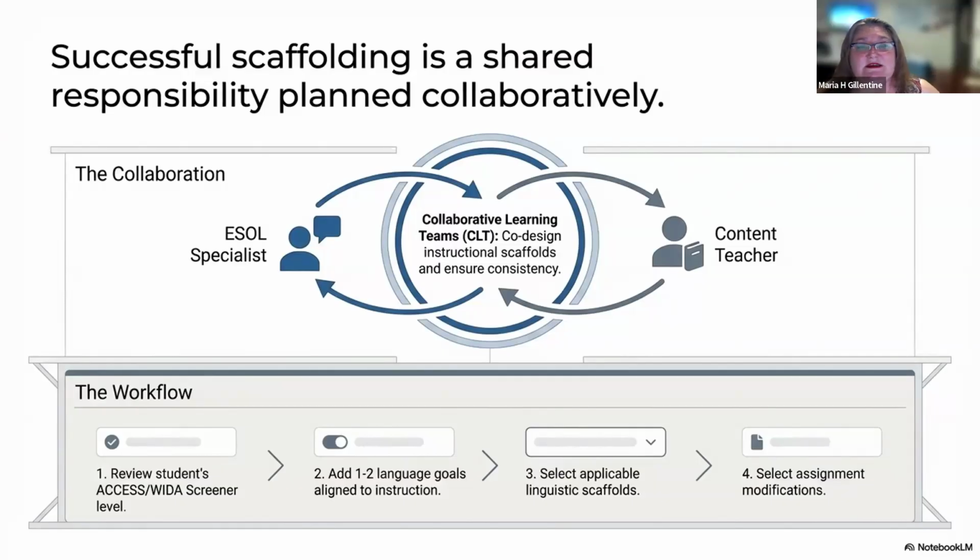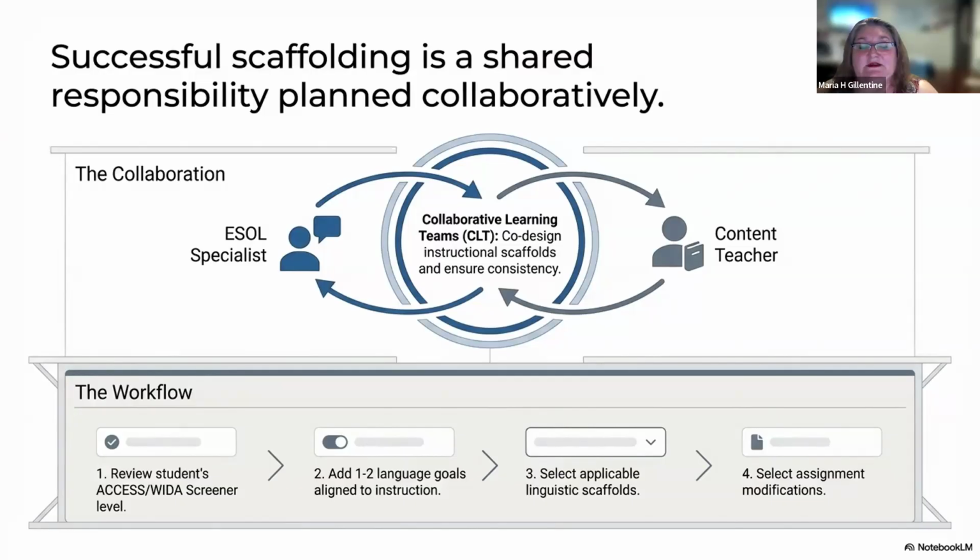Effective scaffolding does not happen in isolation. It requires intentional collaboration among content teachers, ESOL specialists, and instructional teams. So the planning is very important and it is collaborative. While ESOL specialists bring expertise in language development, content teachers are the experts in grade level curriculum and instruction. The most effective support occurs when these professionals are working together.